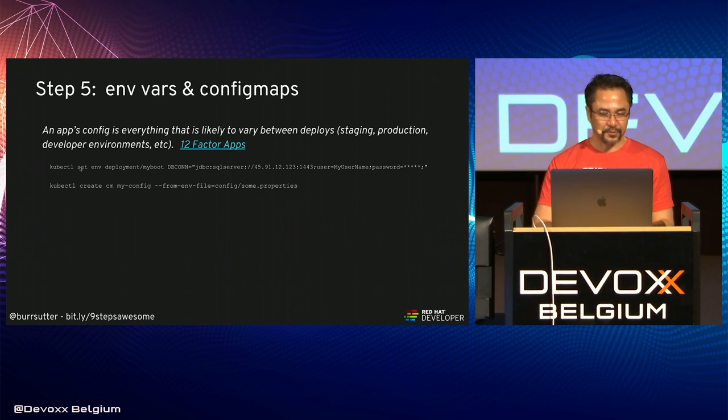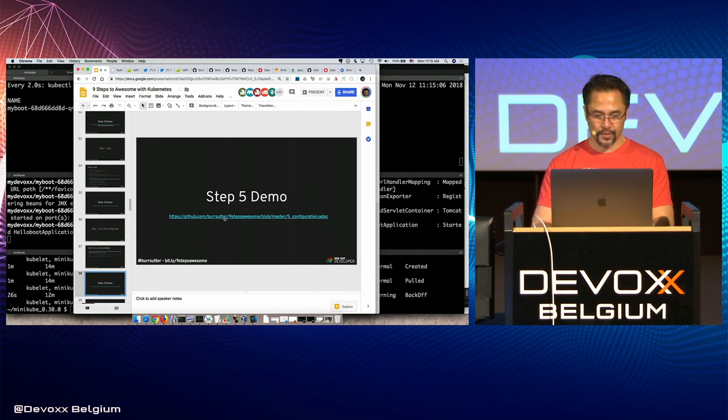So you have two things within Kubernetes out of the box. One is just environment variables that you can manipulate, and the other is this thing called a config map, okay? So let's show you that one.